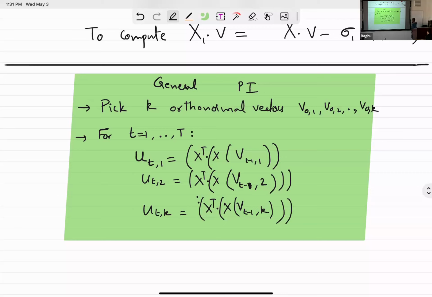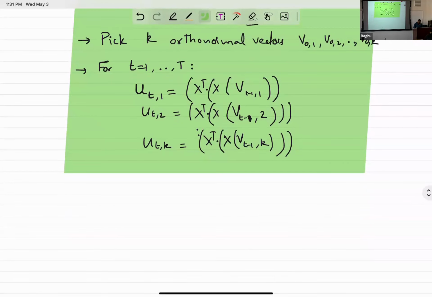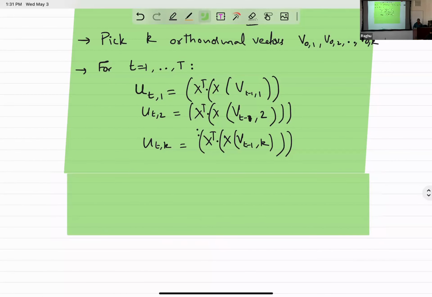Why should I wait for one to finish and then peel it off and do something? I can try to do them all together, but then you have to be careful because remember, the singular vectors should be perpendicular to each other. That's the most important constraint that we have. And when you do this, you might lose perpendicularity. Even if the V's that you started out with were perpendicular, after one iteration, they may not be perpendicular.